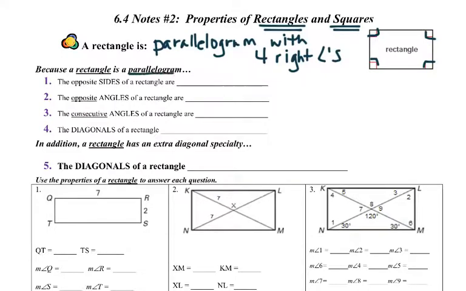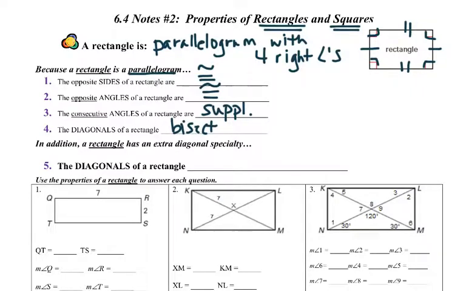So it's a parallelogram, so just like we said before, it's got those same parallelogram properties, like opposite sides are equal. Opposite angles, of course, are equal because they're all 90. Angles next to each other are supplementary, kind of redundant because they're all 90, and the diagonals bisect each other.